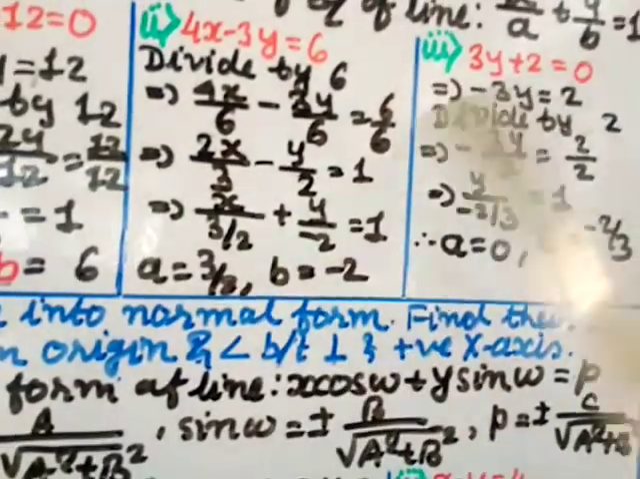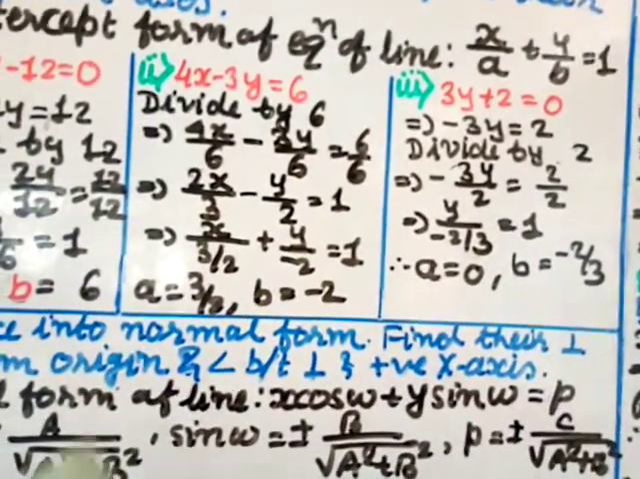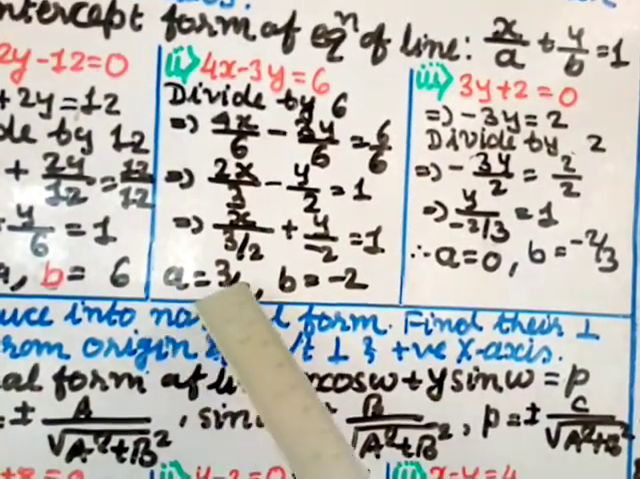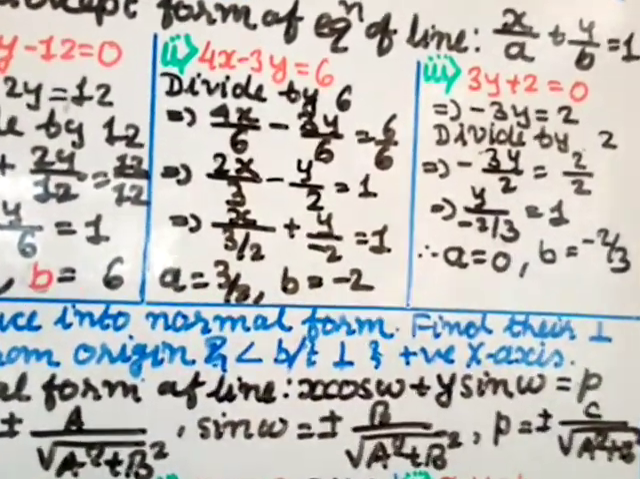Okay. Now compare this with the standard equation. Then you get a value as 3 by 2 and b value as minus 2. So the intercept on the x-axis is 3 by 2 and on the y-axis is minus 2.